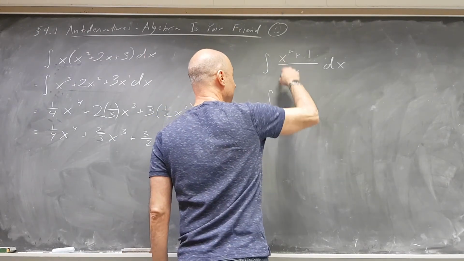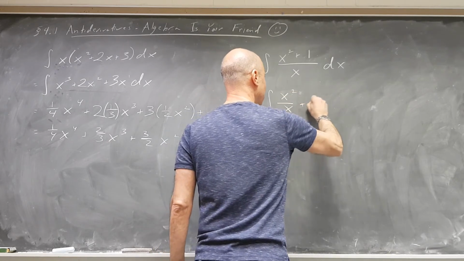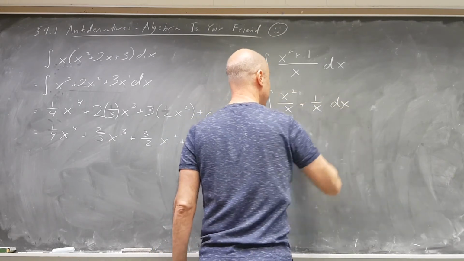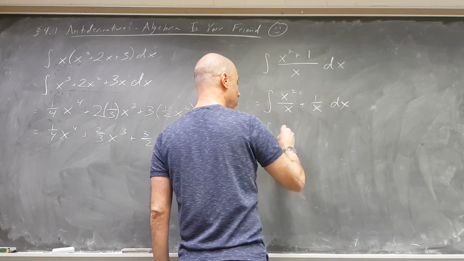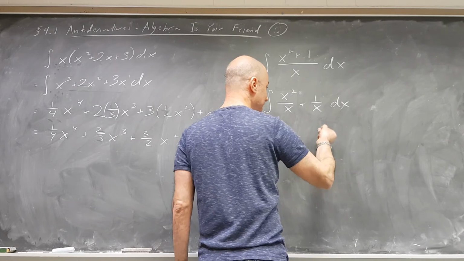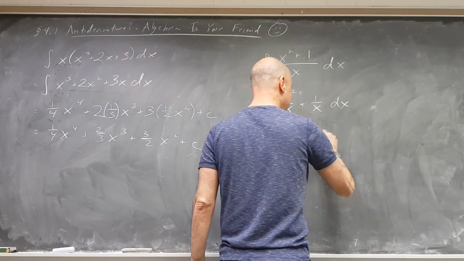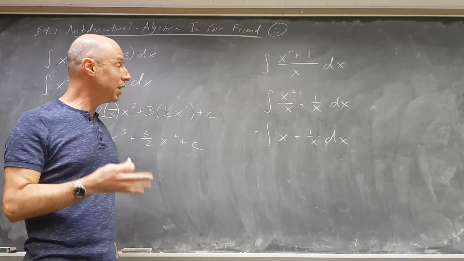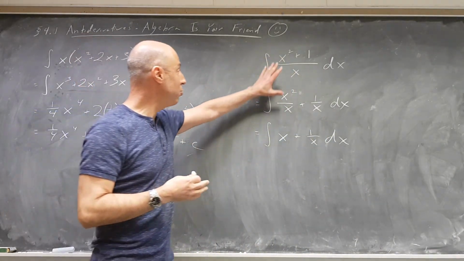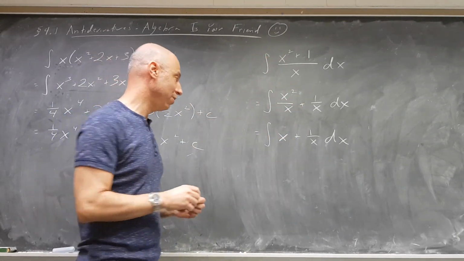So we can write this as 2 separate fractions, x squared over x plus 1 over x. And x squared over x is nothing more than x, plus 1 over x. I could write that as x to the minus 1 if I liked. But I'll just leave it as 1 over x. Haven't done any calculus yet, just a little bit of algebra to get this into a form where I can now use the rules that I have to be able to take the antiderivative.